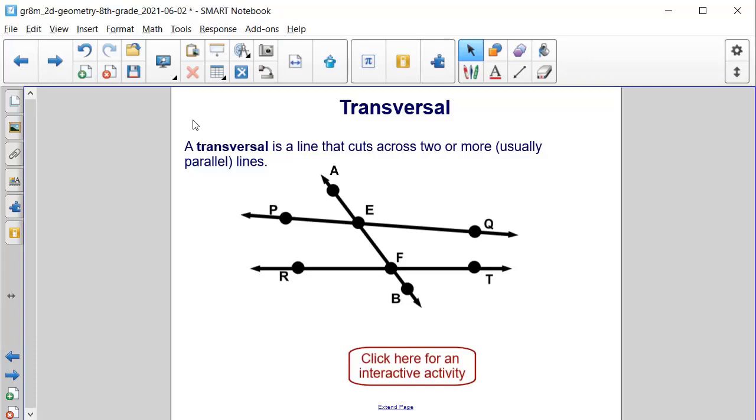A transversal is a line that cuts across two or more lines, and these lines are usually parallel, but they don't have to be. So for example, line AB is the transversal to lines PQ and RT.